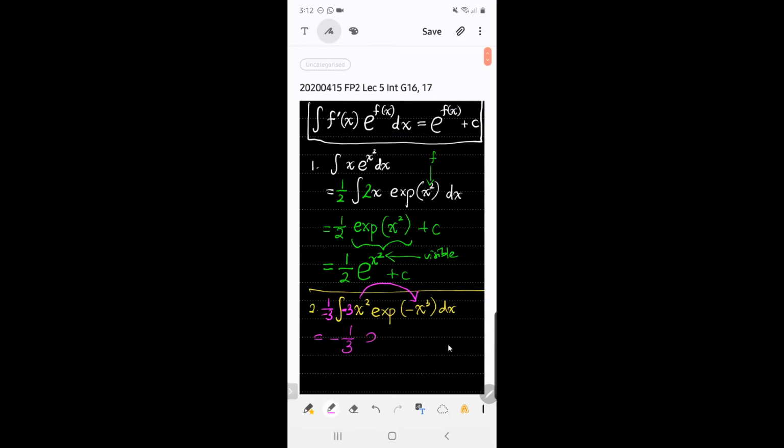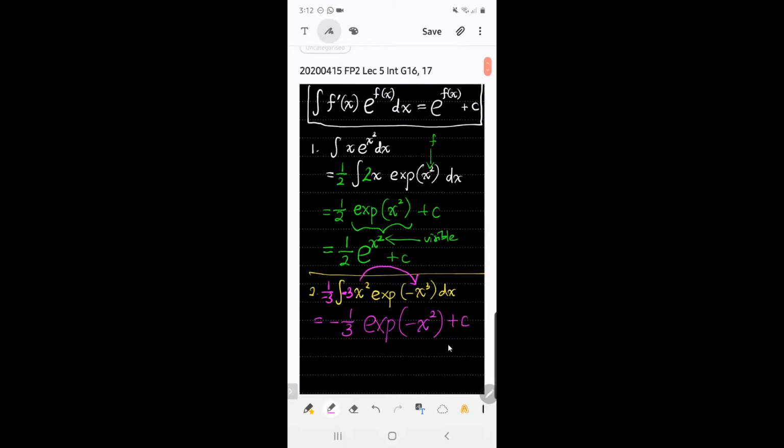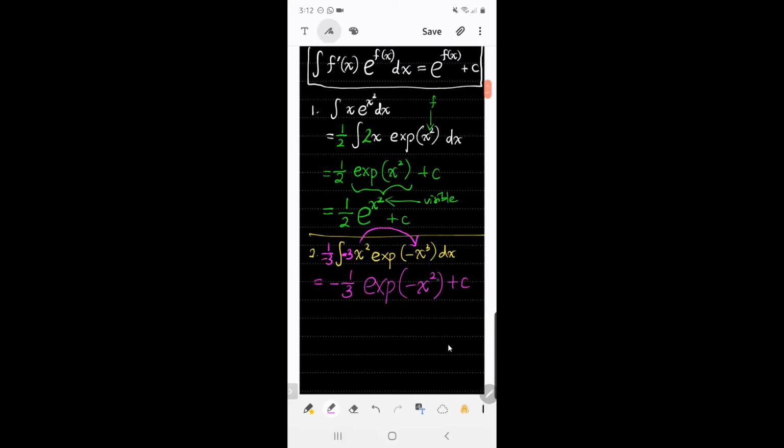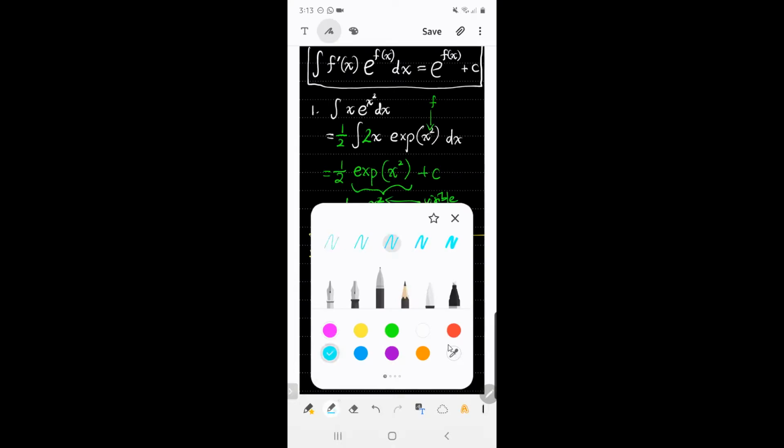Then the answer is exp, just left with exp negative x squared plus c. So this is the answer. All right, so sorry, not x squared, x cubed. So you have negative 1 over 3. You can also put it in this form, e to the power of negative x cubed plus c. Up to you. Both can.